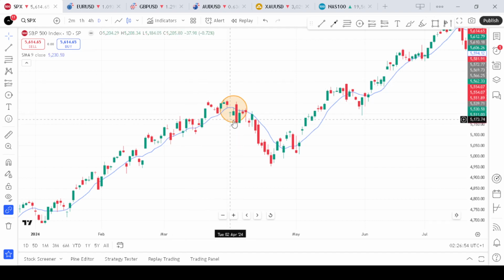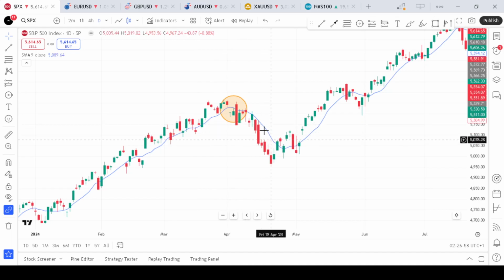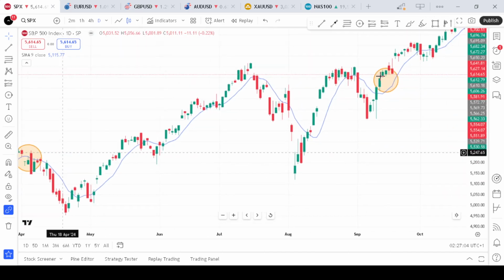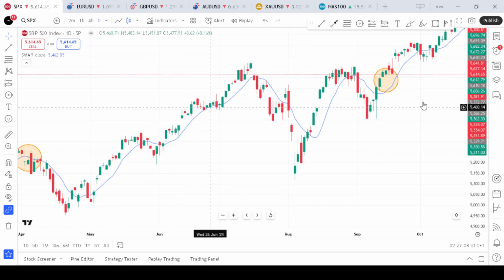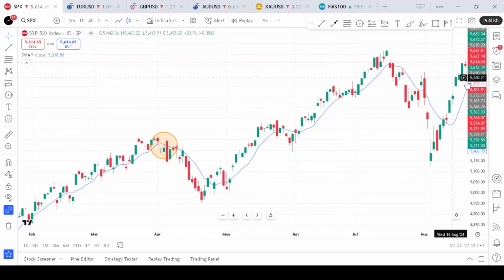So seeing this in this area below the SMA, below the simple moving average, indicates selling pressure, while seeing the bullish signal above the SMA indicates a bullish signal. So when we see something like this, using the moving average, we can deduce the direction of the market.